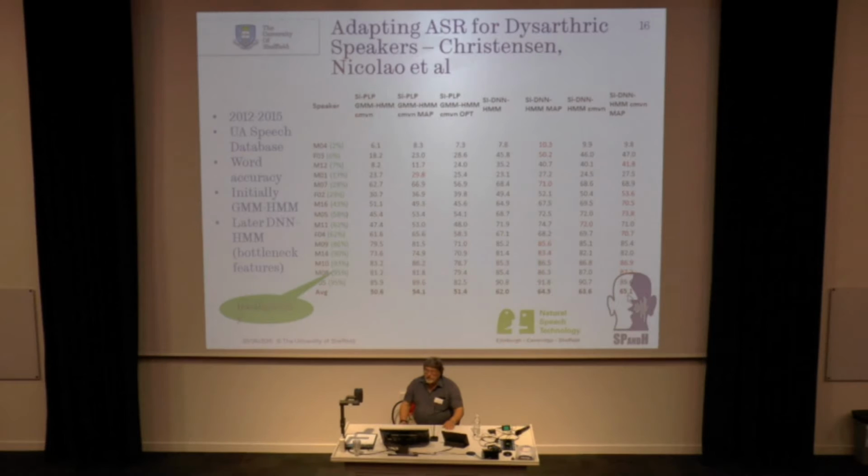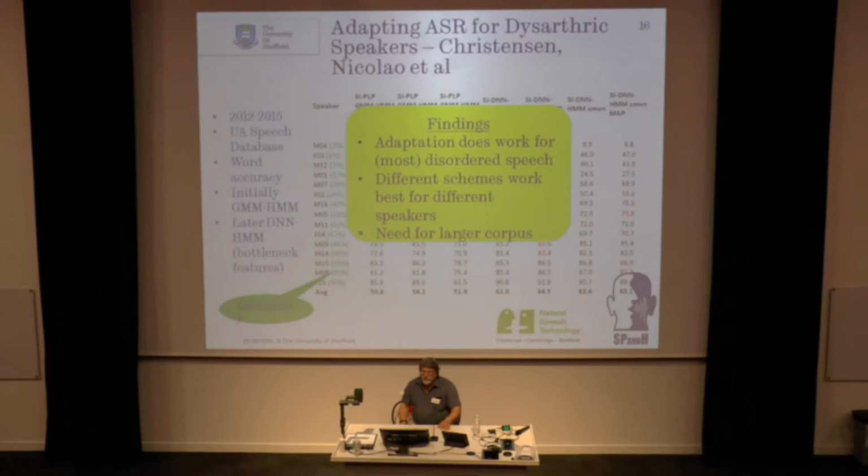These are single words. And for the speakers whose condition is mild, we're getting pretty high scores. So all that's offline using an existing database. So adaptation can be made to work for most disordered speakers, but different schemes work best for different speakers. Okay, there's no single scheme which you should always use. And it's clear that there's a need for a larger corpus to get much further with this task. There might be regularities underneath this, linking it to different conditions and so on, but you just can't tell with what data is available.